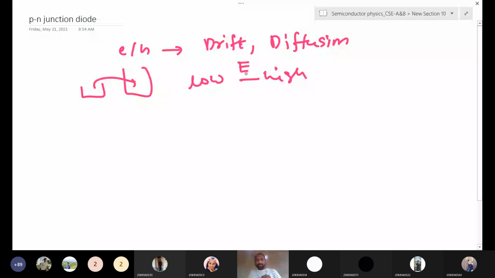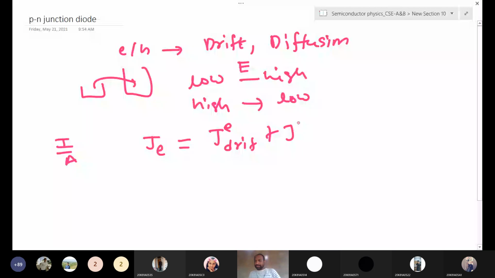For diffusion, high to low, there is no need for any force, because high concentration easily goes to low concentration. Suppose you take electrons, we are taking current density, which means current per unit area. The total current due to electrons can be written as the electron current by drift plus the electron current by diffusion.